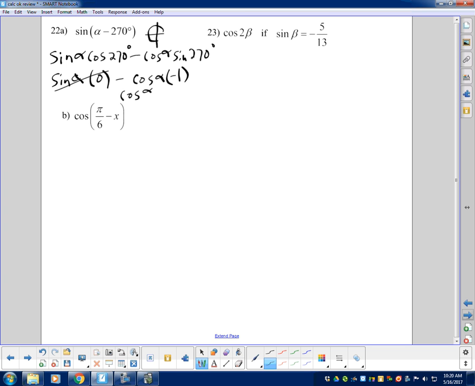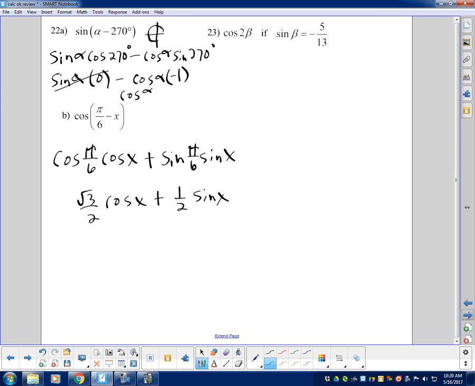So let's go ahead and use our formula. The cosine of the difference. So it's cosine pi over 6, and then cosine of x. Different sign. Sine of pi over 6, sine of x. And cosine of pi over 6 is going to be root 3 over 2 times cosine of x. And then right here, plus sine of pi over 6 is 1/2. And so we have 1/2 of sine of x, and it doesn't simplify any further. You can stop right there.